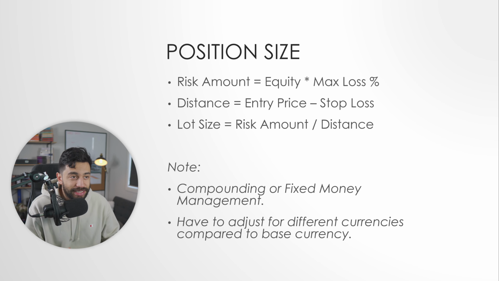So our risk amount is our equity of the account times our maximum loss in terms of percent. So for example, we might be trading 2% risk each trade, 2% of the equity within the account each trade. Our distance of our stop loss from our price is, of course, the entry price minus the stop loss. So that's how wide our stop loss is. So then our lot size is just the risk amount divided by the distance.